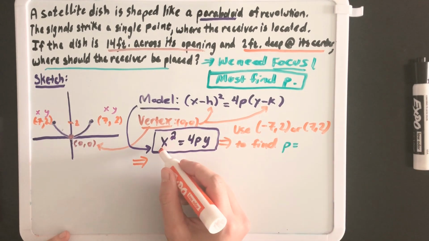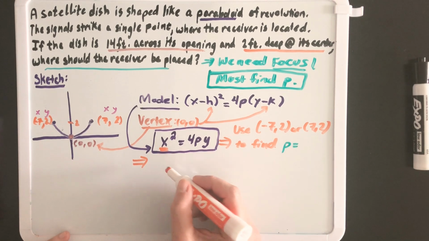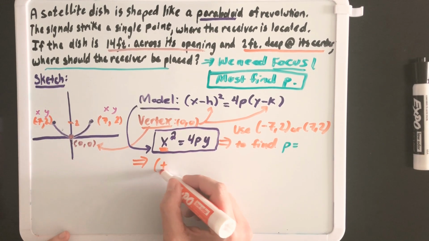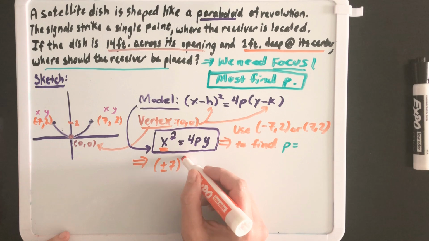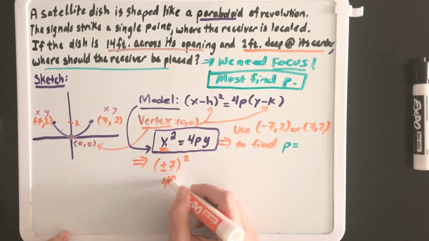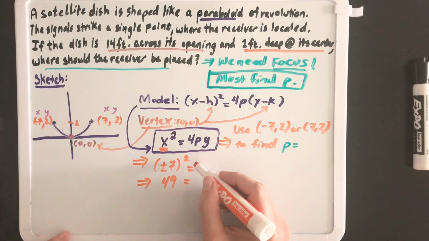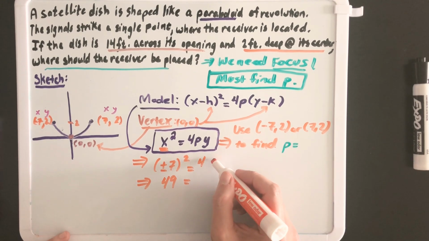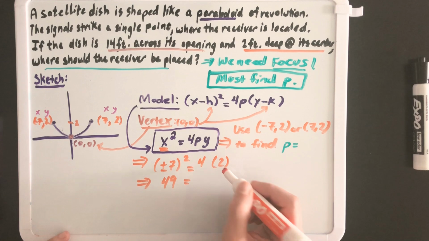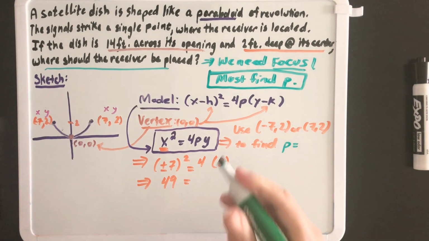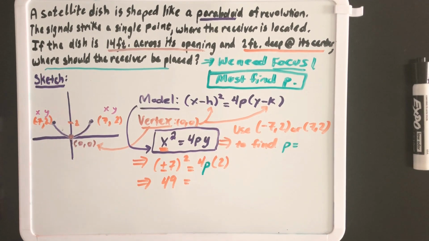If x is 7 or negative 7, what happens if I square it? Well, it turns out it doesn't matter if I do positive or negative 7. You could do either one, because if you square it, you get 49, don't you? Good job. And then if you input your y value there, which was 2, then the only thing left to find is your p, right?